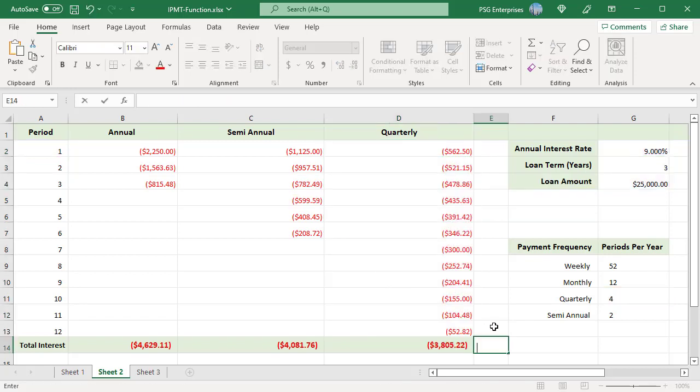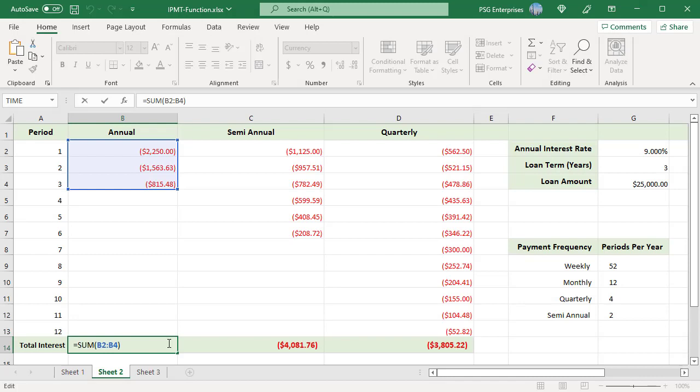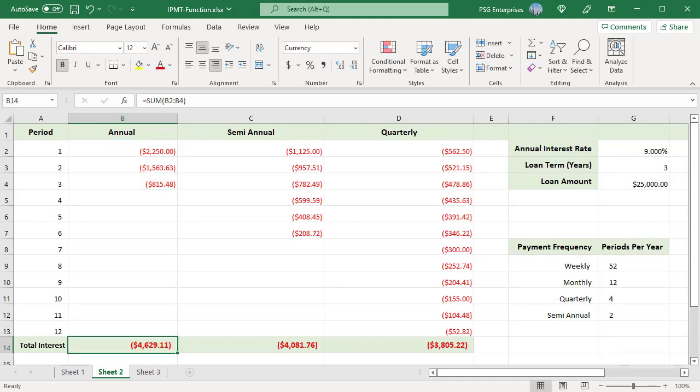Interest decreases with each period. This is because loan principal reduces with each payment. This reduces the remaining balance on which interest is calculated. Total interest paid on the loan is calculated using the SUM function. Total interest paid on the same loan differs for annual, semi-annual, and quarterly payments. As the number of payment periods increases, the interest paid reduces.